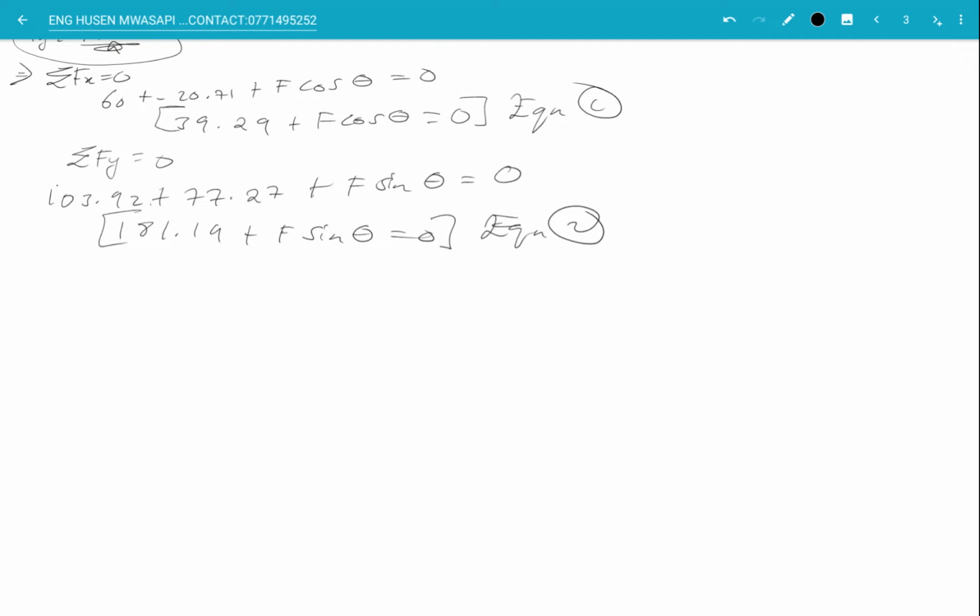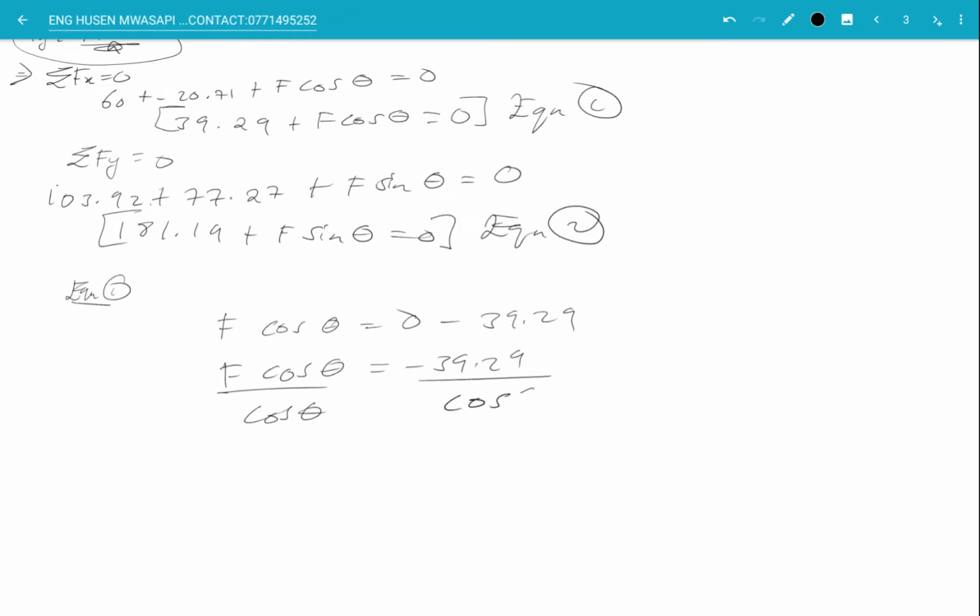So let me get equation 1 and make F the subject of the formula. Here I'll have F cos theta is equal to 0. If this goes to the other side, we're going to have a minus 39.29. So F cos theta is equal to negative 39.29. Then I can divide both sides by cos theta. This cancels with that, and I have F is equal to negative 39.29 over cos theta.